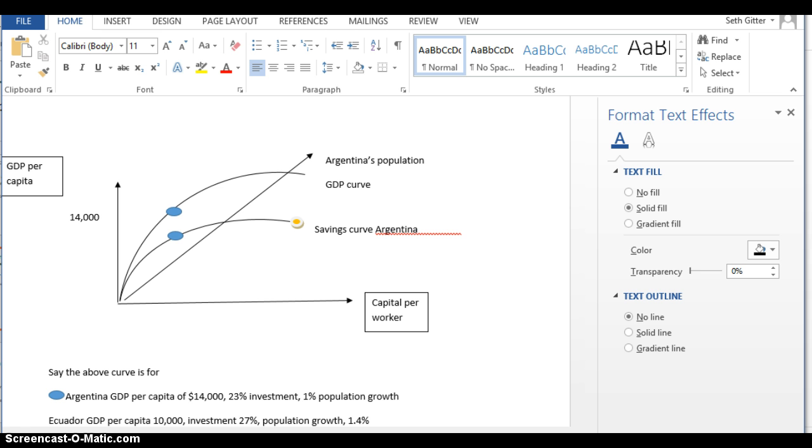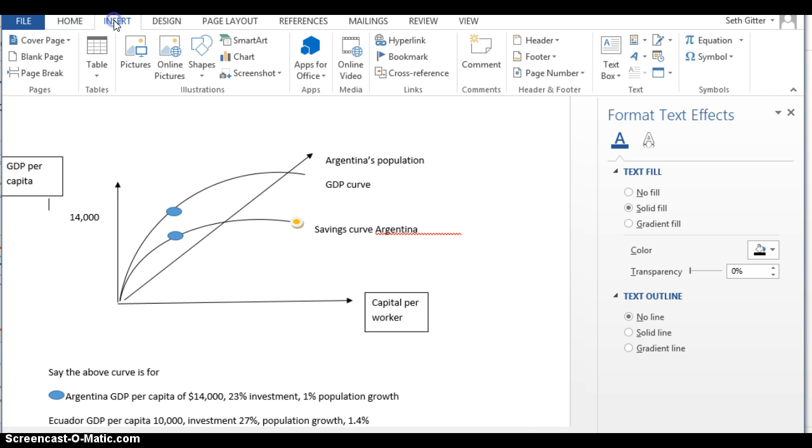Alright, so what we have here plotted up is a savings curve for Argentina, a GDP curve for Argentina, and a population depreciation line for Argentina. Argentina is not quite yet at the steady state. You can see the blue dot indicating that Argentina has a GDP per capita of $14,000.